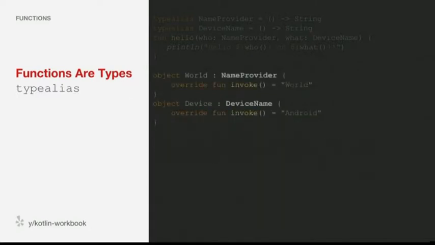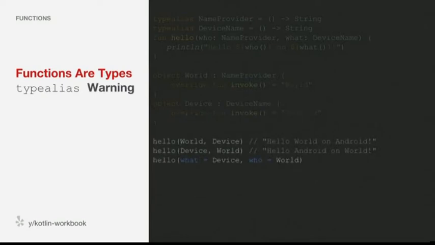This is really awesome, but it also comes with a warning. Type aliases may make your code more readable, but they don't necessarily have any sort of enforced semantic guarantees about the fact that you're using these correctly. So in this case, name provider and device name both represent the exact same type.